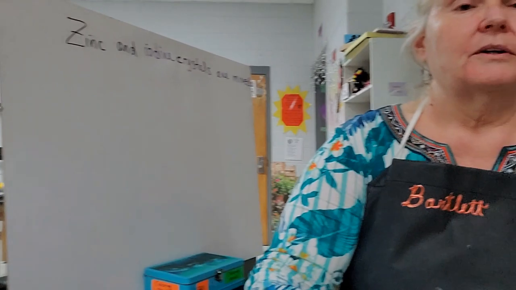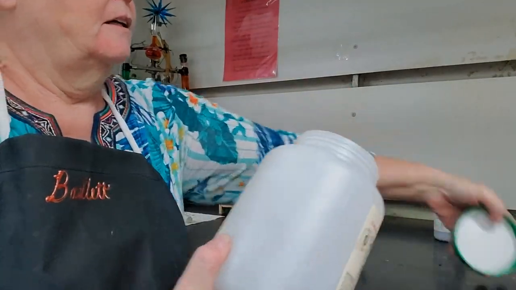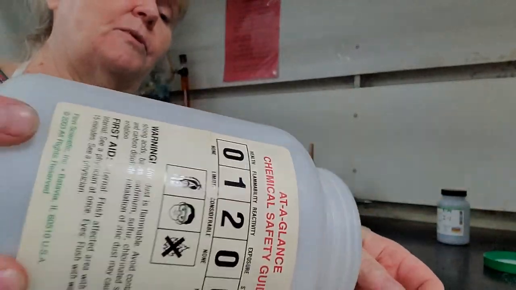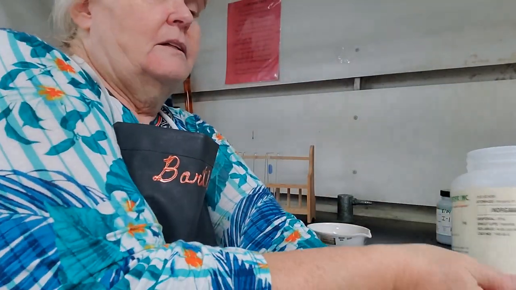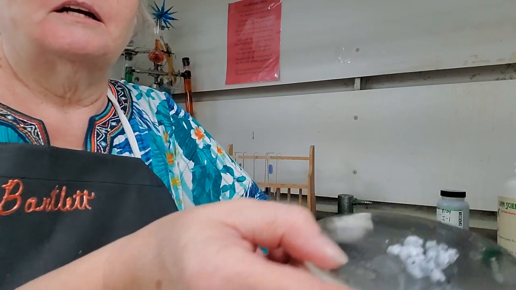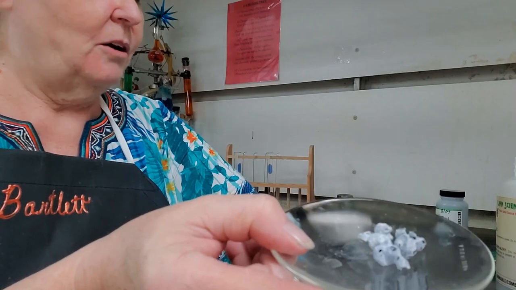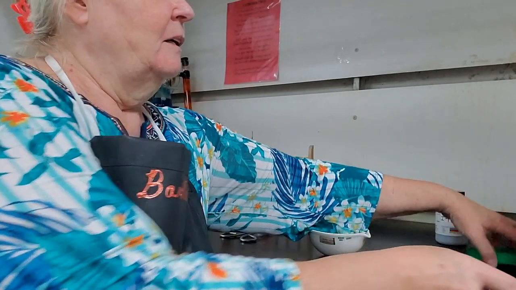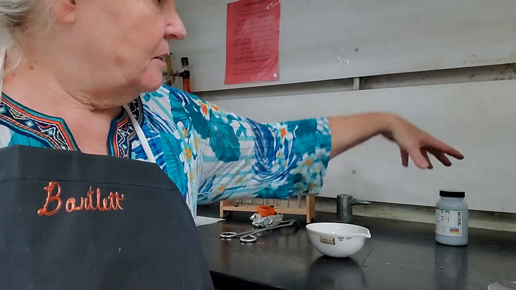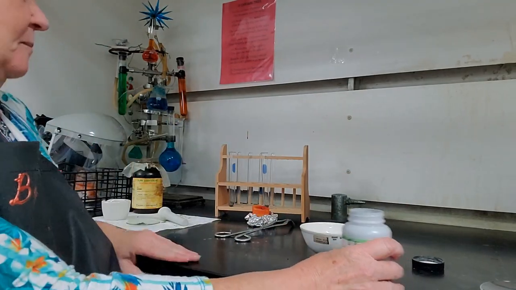All right, so what we're going to do is take some zinc. And zinc comes in several forms. This is one. As you can see, they're just like little lumpies. They call this mossy zinc. I'm not sure why there's no moss on it, but that's what it's called, mossy zinc. And that's the form that you would expect to have. Okay, what we're going to use is zinc, but we're going to use it in the powder form.